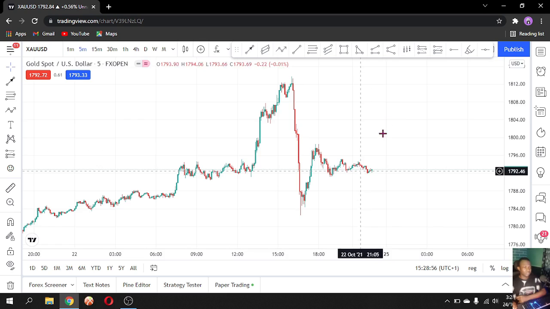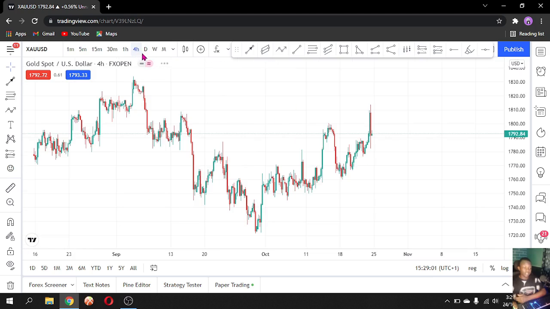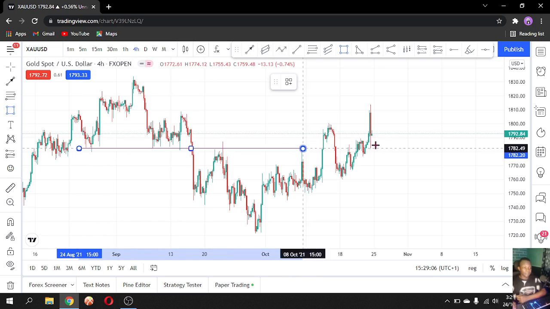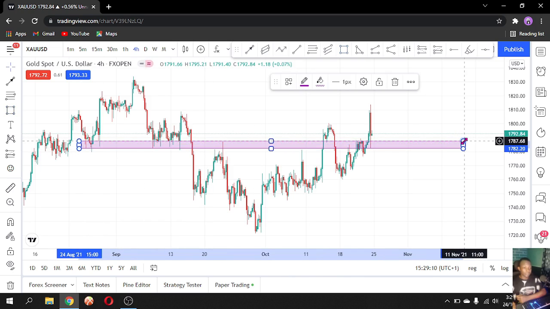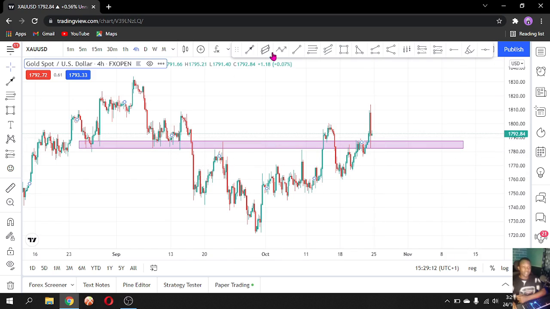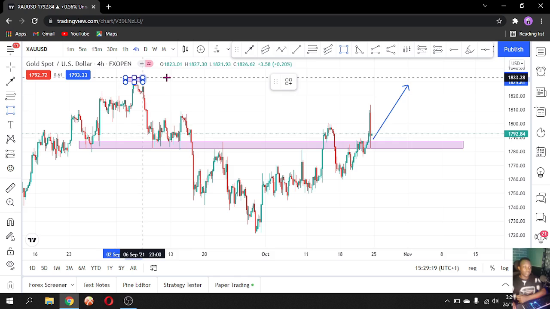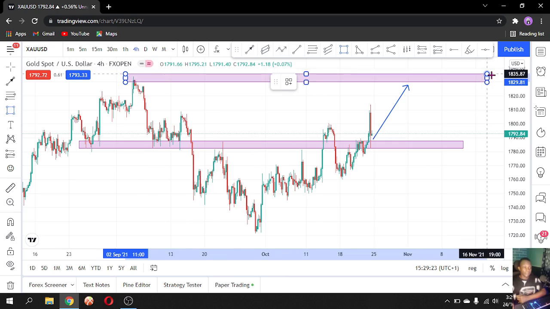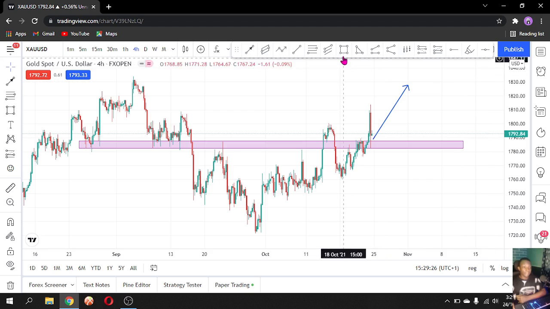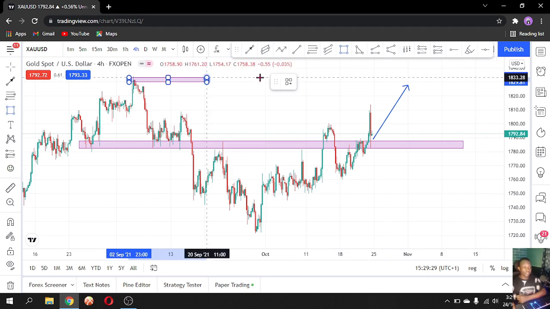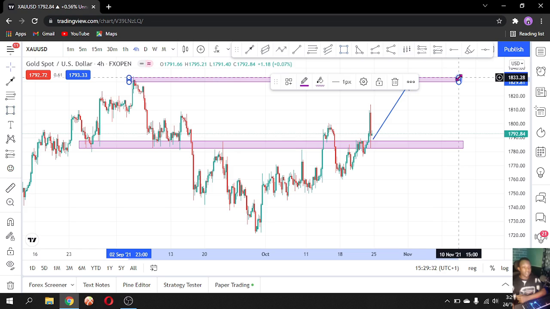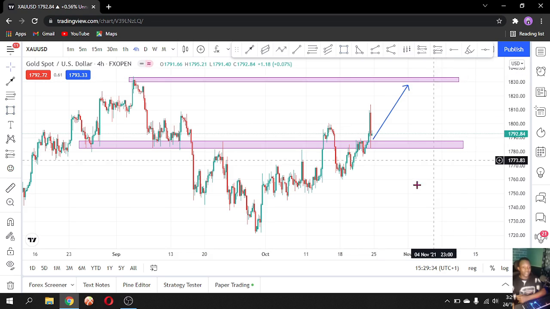So we expect gold to push further up if it gives us a buy setup. We have a support level here, so we expect price to push up to this level, which is a supply zone.